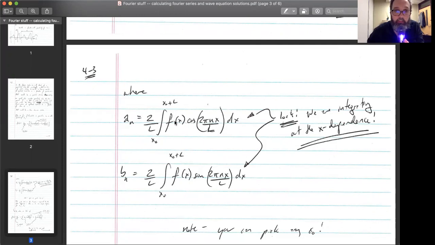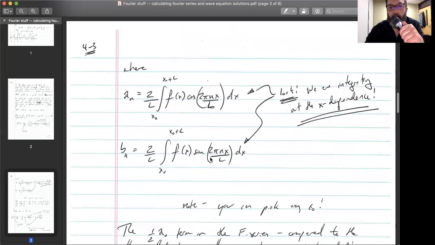This has a dimension, but that's okay because it's going to be the dimension of this term. This has a dimension when it's integrated, but it'll cancel with that. So the a sub n's should have the same dimension, same units as f of x. Same thing holds true for the b sub n's.